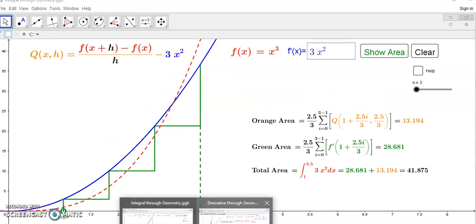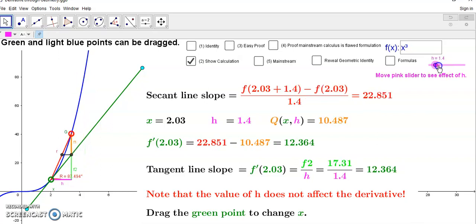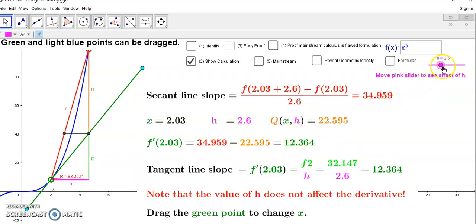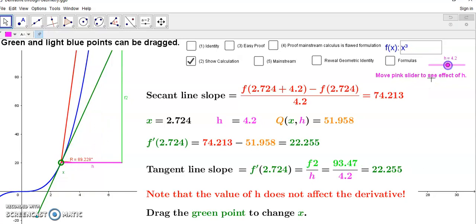So, going back to this one, the tangent line slope is given by this value here, which is simply the secant line slope minus the difference in slopes. And notice that the value of n or h does not affect the derivative. So you can move h as much as you like. It doesn't change the value of the derivative, okay? Do you see that? It stays where it is. The only time it will change is if you move the x value. So if you move it, you'll see that the derivative remains unchanged.